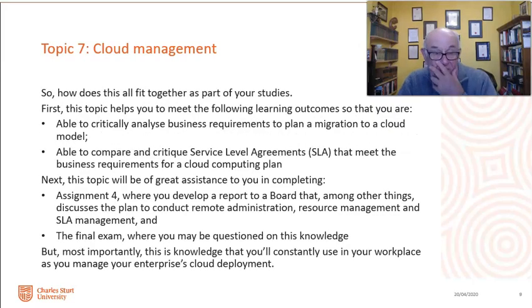So how does this all fit together? Well, again, we're meeting a couple of learning outcomes here. We're meeting again that learning outcome of planning business requirements to plan migrations, because we're now looking at it from the management side of things. But we're also meeting another learning outcome, where we are able to compare and critique service level agreements to meet the business requirements for that cloud computing plan. So we're really starting to hit the mark pretty hard here.